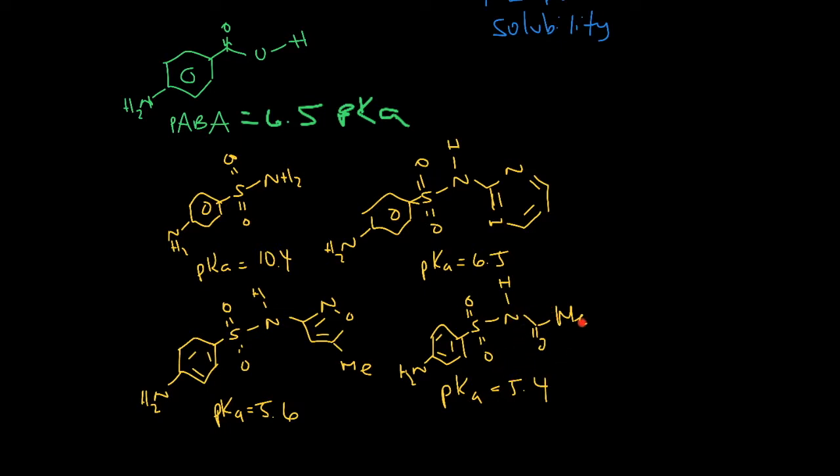So basically, what Dr. Ellis wants us to get out of this is that adding electron withdrawing groups, either nitrogens, oxygens, or different bonded oxygens, decreases the pKa, and this increases the similarity of the sulfonamide to the pKa of 6.5 of PABA. This increases the activity of the molecule in competing against PABA, and you also increase the water solubility.